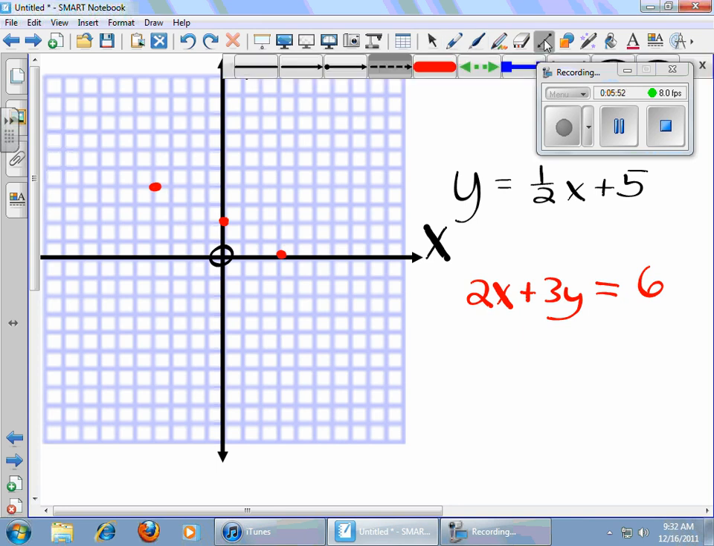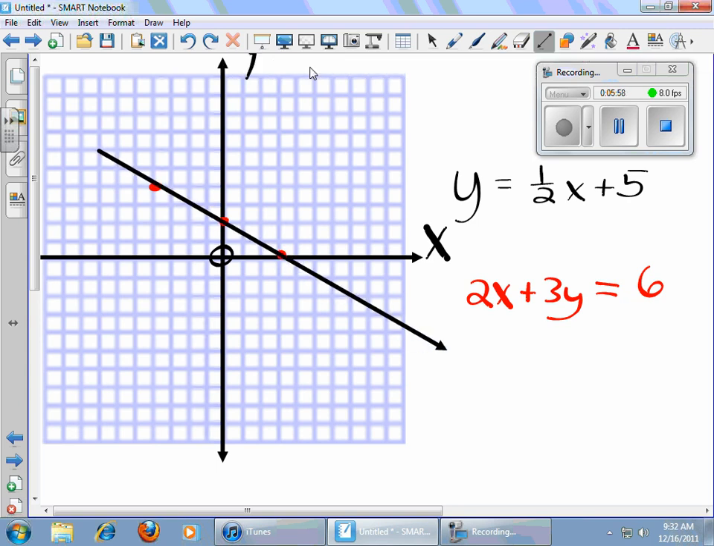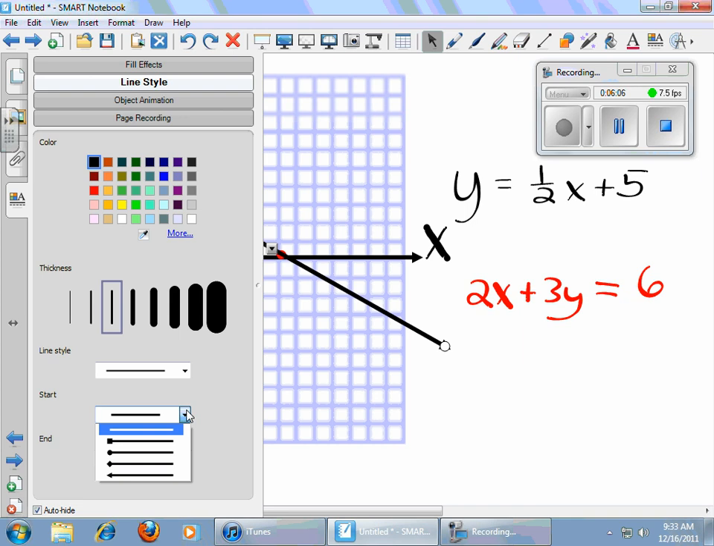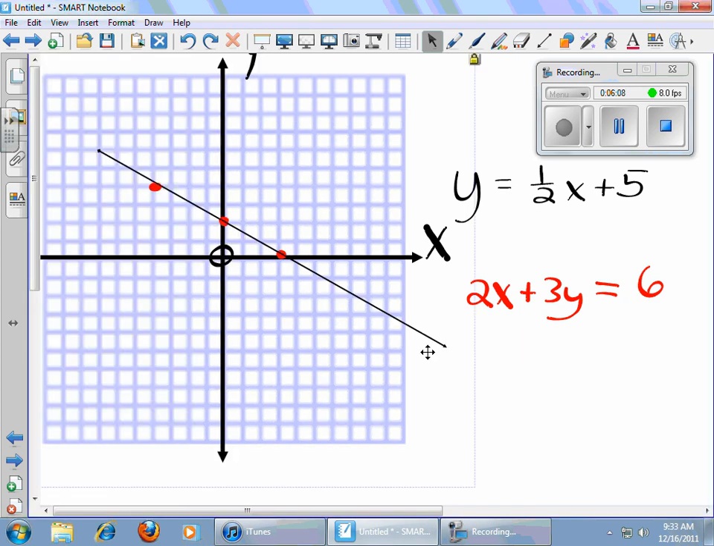And now it'll have to be a solid line because it is equal to 1, 2, 1, 2, 3. Okay. And get an arrowhead on there, make it a little thinner. There we go. Okay, make it a little more precise.